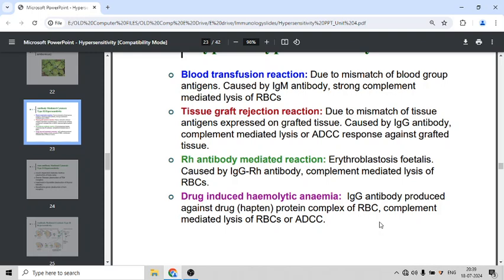So this is a strange reaction, sometimes experienced by individuals due to certain drugs which sensitize them. These drugs may act as haptens and cause type 2 hypersensitivity in them, leading to destruction of their RBCs, because these drug molecules may form a complex with their RBC membrane as haptens, resulting in antibody production and a type 2 cytotoxic reaction against the RBC.